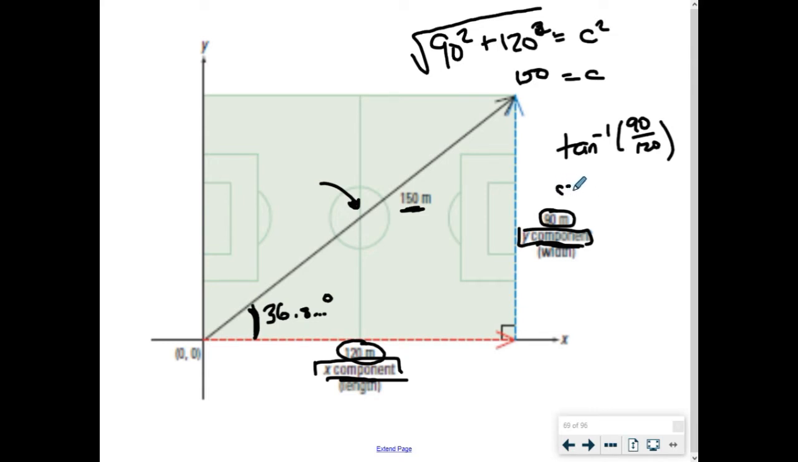We also could have done it from cosine. I could have inverse cosined the adjacent over the hypotenuse. And remember, the hypotenuse is always the longest side, right? So 150 definitely has to be your biggest number. So if I inverse cosine 120 over 150, hey, look, I also get this same number here, 36.8 degrees. And the final identity I could have worked with was sine inverse. I could have done 90, the opposite, over the hypotenuse. And really, all of these would have given me this angle.